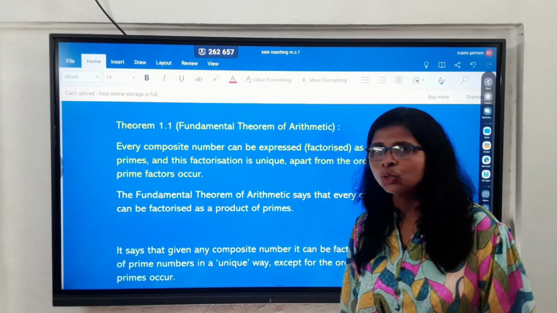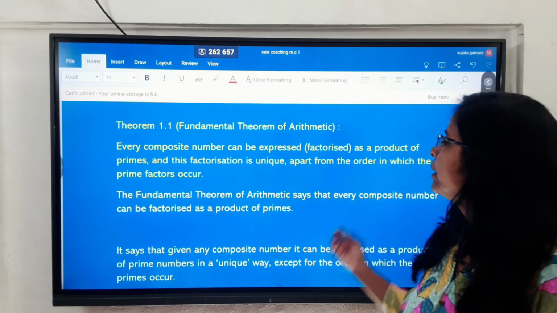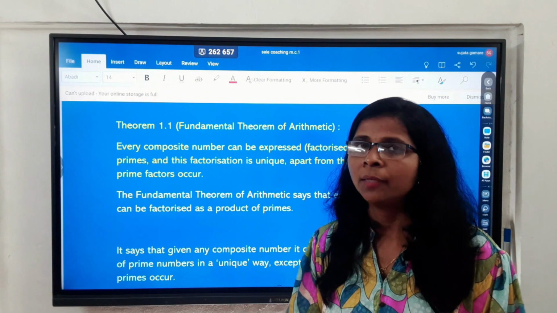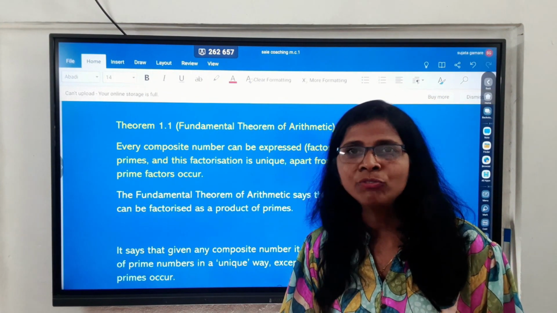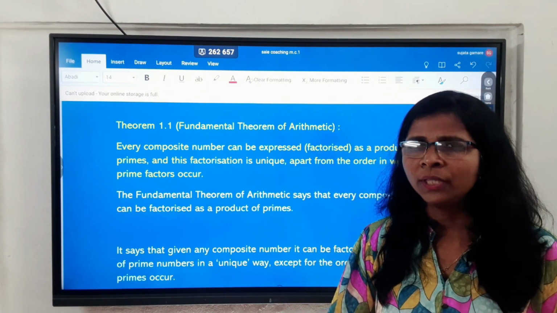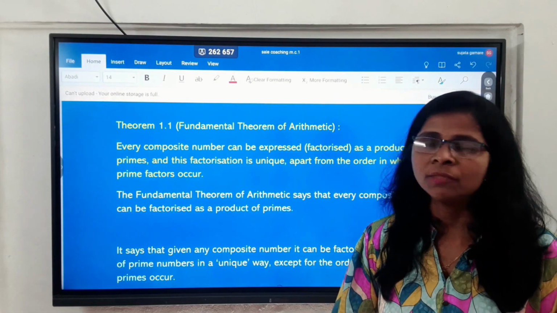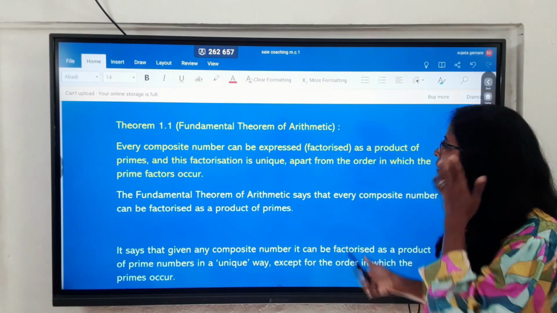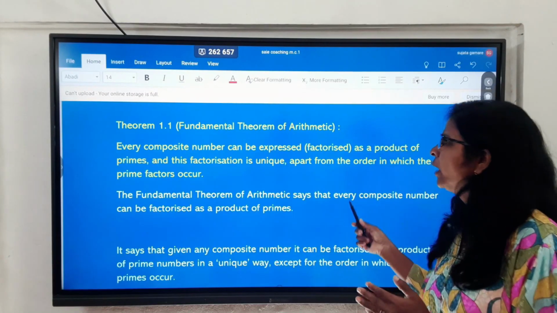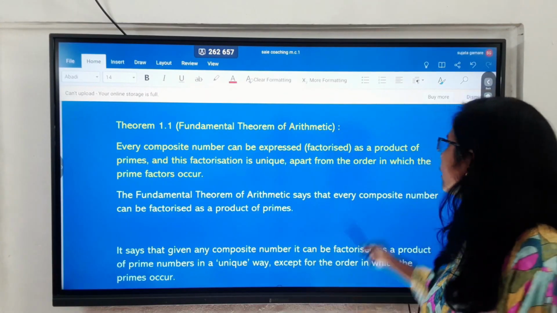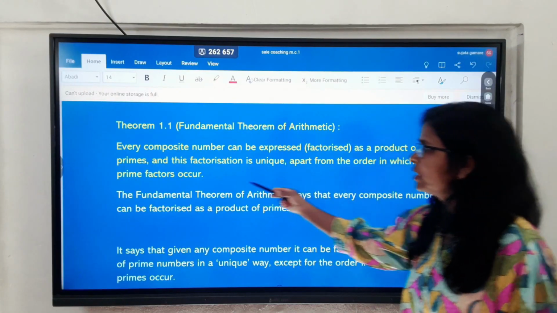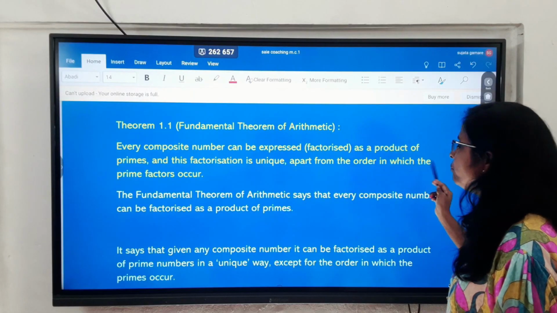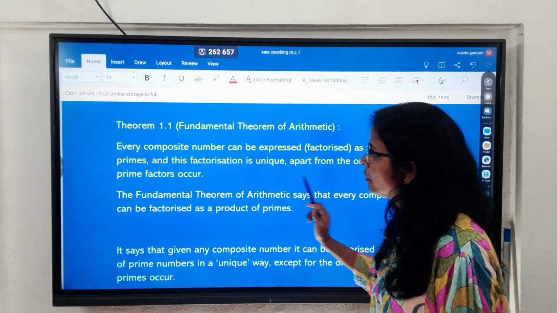Theorem 1.1 in your textbook, that is the fundamental theorem of arithmetic. The name of this theorem is the fundamental theorem of arithmetic. So you know that very well. What is the statement of this fundamental theorem of arithmetic? That every composite number can be expressed, that means factorized, as a product of primes, and this factorization is unique apart from the order in which the prime factors occur.